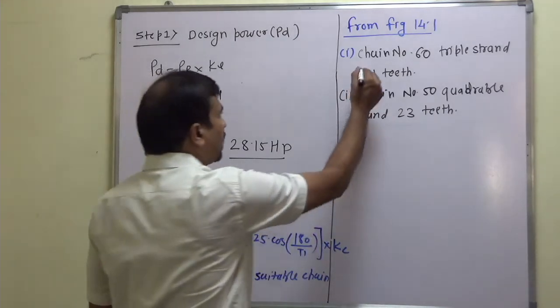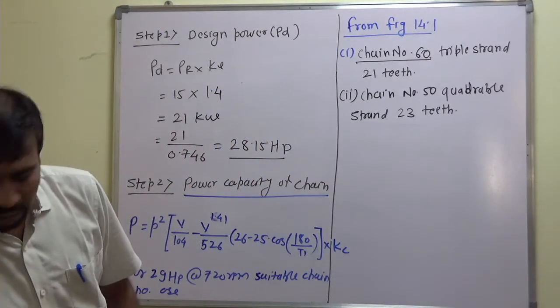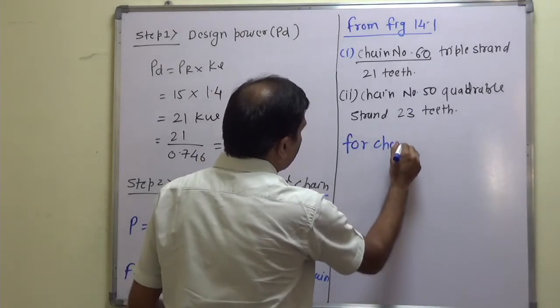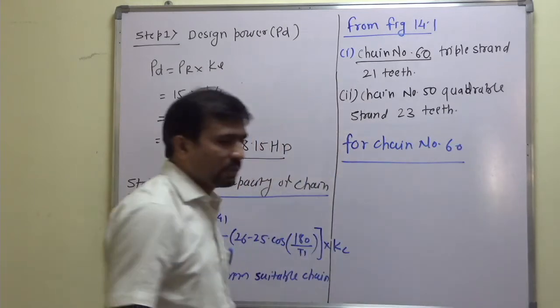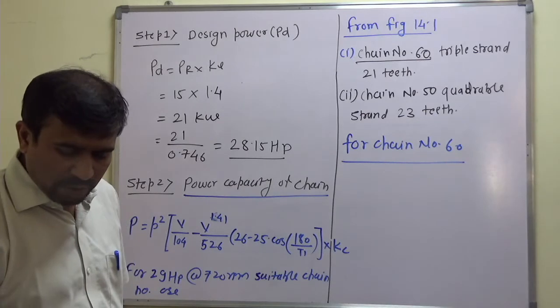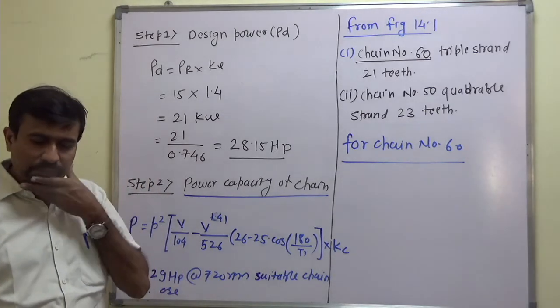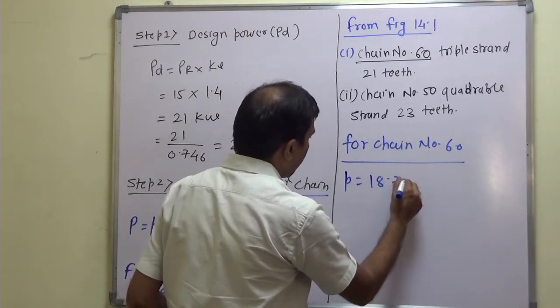So first of all, we will try for chain number 60 itself. Okay. So I am writing here for chain number 60. Now we will do some calculations for chain number 60. First of all, below the figure you can see the pitch of chain number 60. So small p, pitch, is equal to 18.75 mm.